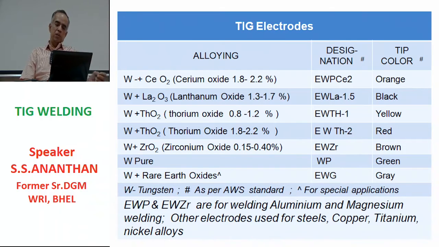Now, here in this slide, you can see the different types of alloying elements that are being added, and all are added almost only to increase the current carrying capacity of the electrode. And you can see at the end, there is a designation. Column number 2 gives you the designation, and then there is a tip color also given. Both are as per the American Welding Society standard. European standards have their own color code variation, but essentially the alloying elements are the same. As I told you, you can see the first 4 types of electrodes on the screen. They are meant for DC welding, DC electrode negative welding, and used for welding of steels, copper, titanium, nickel alloys.